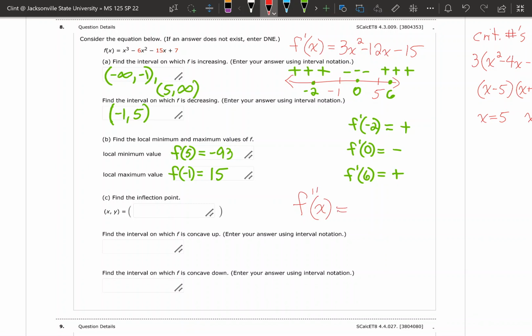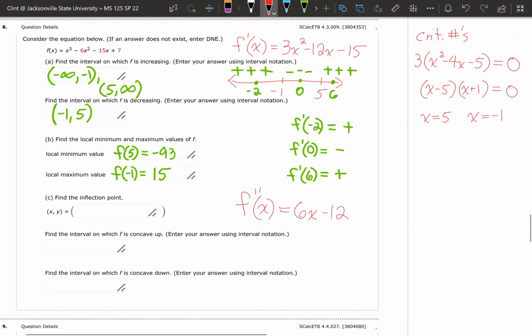So we take the derivative of the derivative. There we'll get 6x minus 12. If we set that equal to 0, you can probably handle that one. x equals 2.